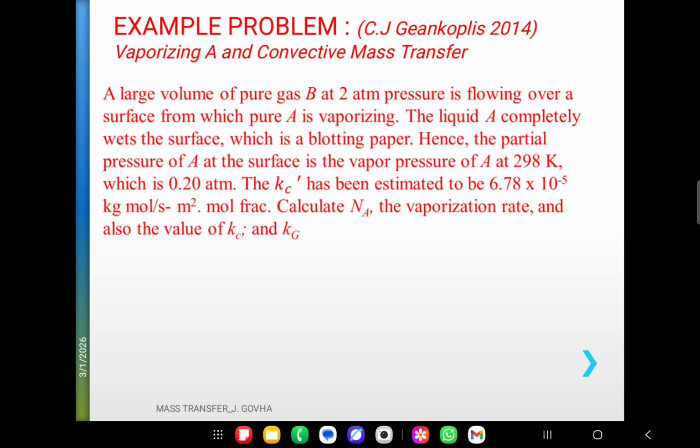A large volume of pure gas B at 2 atmosphere pressure is flowing over a surface from which pure A is vaporizing. The liquid A completely wets the surface, which is a blotting paper. Hence, the partial pressure of A at the surface is the vapor pressure of A at 298 K, which is 0.2 atmospheres. The Kc prime there has been estimated to be 6.78 times 10 to the power minus 5 kilogram mole per second square meter per mole fraction. Calculate NA, the vaporization rate, and also the values of Kc and Kg.